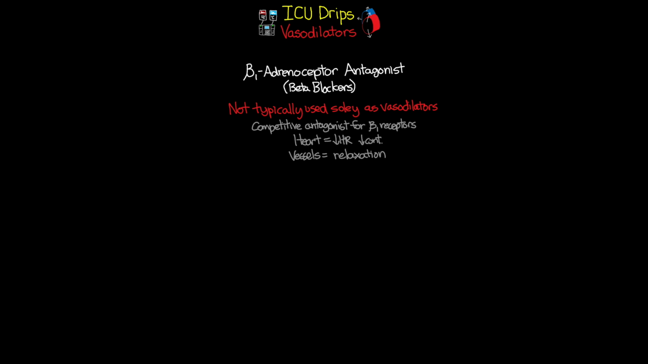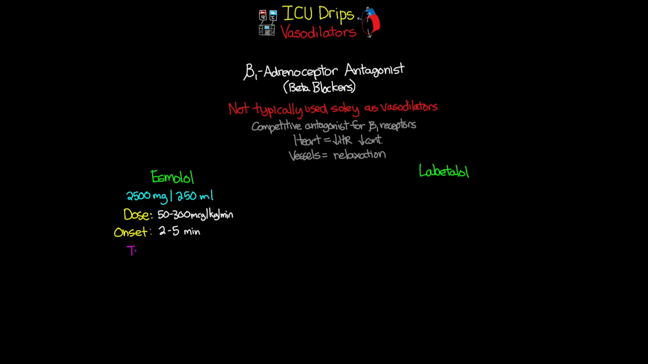Now for our medications, there's two different ones that I want to talk about. The first one is called esmolol, and the other one is called labetalol. To start with esmolol, we're typically going to find this in a mixture of 2,500 milligrams and 250 mLs. Our typical dose is going to be from 50 to 300 micrograms per kilogram per minute. Our onset is usually 2 to 5 minutes, and this one we'll be looking to titrate every 5 minutes.